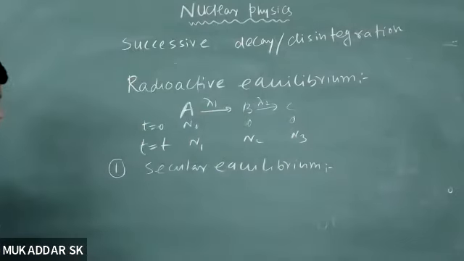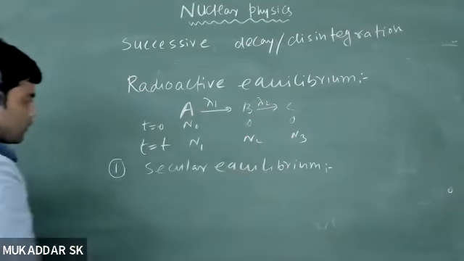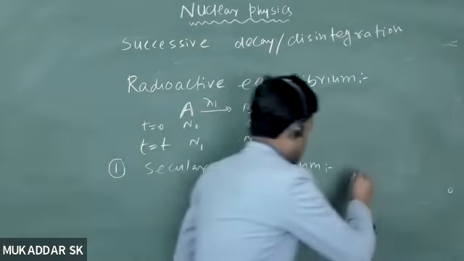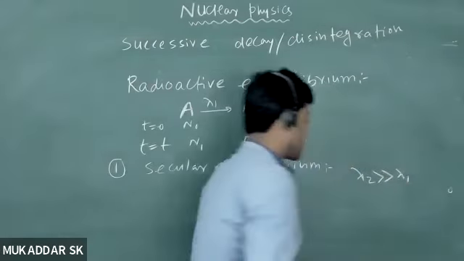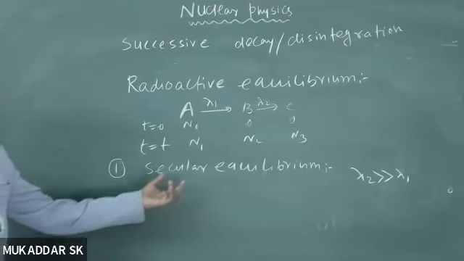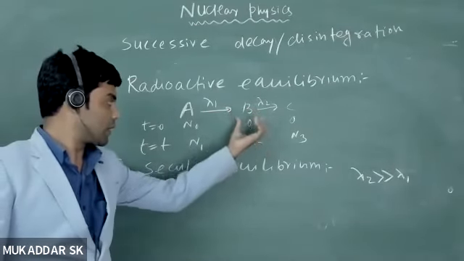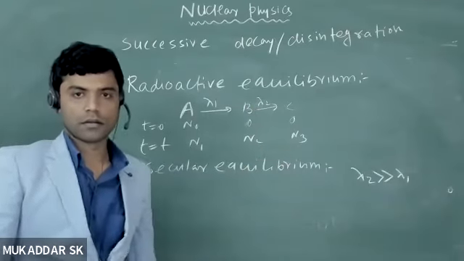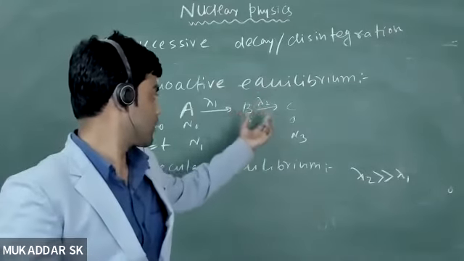This secular equilibrium can be achieved. You have decay constants lambda 1 and lambda 2, right? So this secular equilibrium can be achieved when lambda 2 is much greater than lambda 1. Then this equilibrium can be achieved. So secular equilibrium का मतलब ये है कि जो intermediate nuclei, the intermediate nuclei is actually not changing with time. So there's an equilibrium in intermediate nuclei.